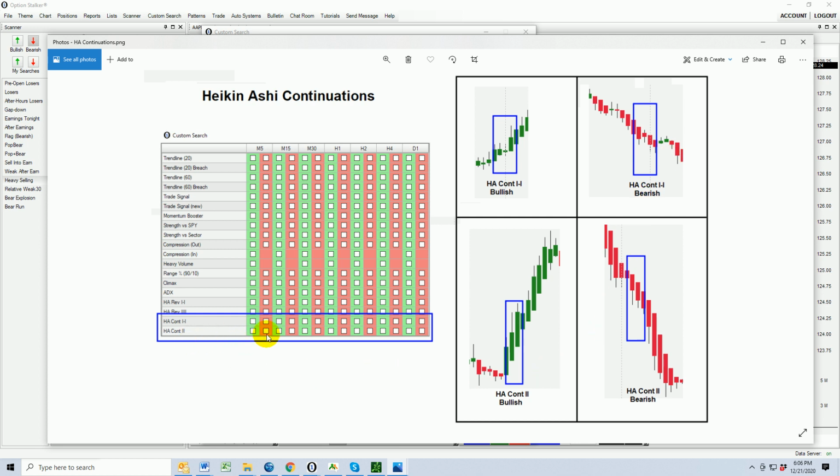The final continuation pattern, and quite honestly, this is my favorite one, and this is probably all that I'll use, and I'm going to show you why in a second. Here we've got HA continuation, II. This is just two consecutive flat bottom green candles. And look at how many of them there are in a row. Well, gee, Pete, why didn't you do HA continuation, I? Because I don't want to have 10 of these in a row, because at some point that trend is going to be exhausted.